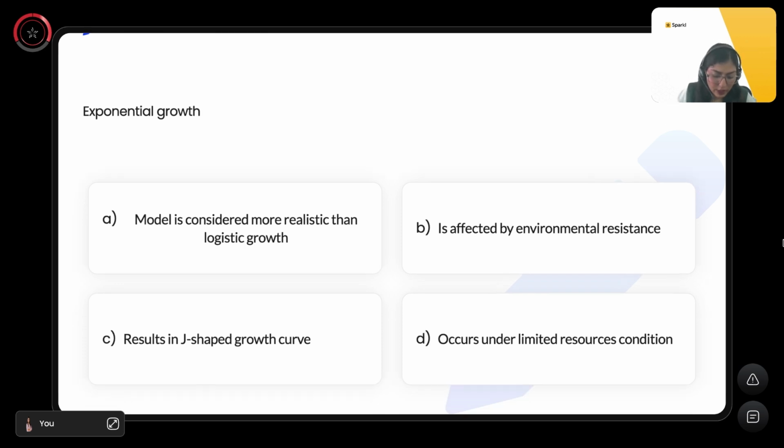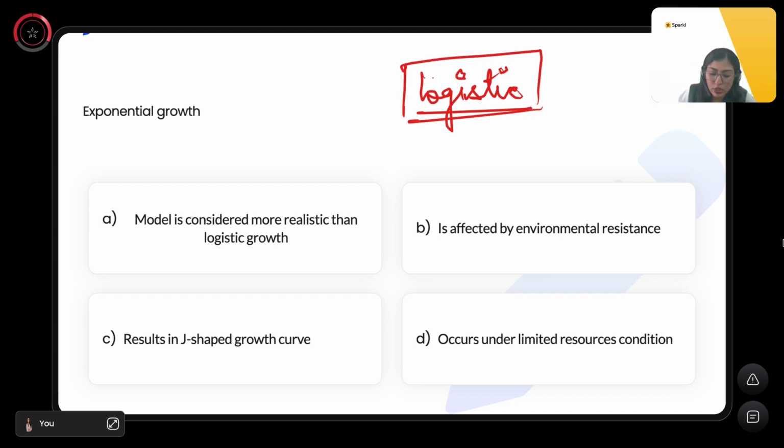Next question talks about exponential growth. So we have two types of growth model, exponential growth model and logistic growth model. So here the question is asking about exponential growth model. In the similar way in your NEET exam, question can be asked with respect to logistic growth model also. So यहाँ पे let us look at the options.